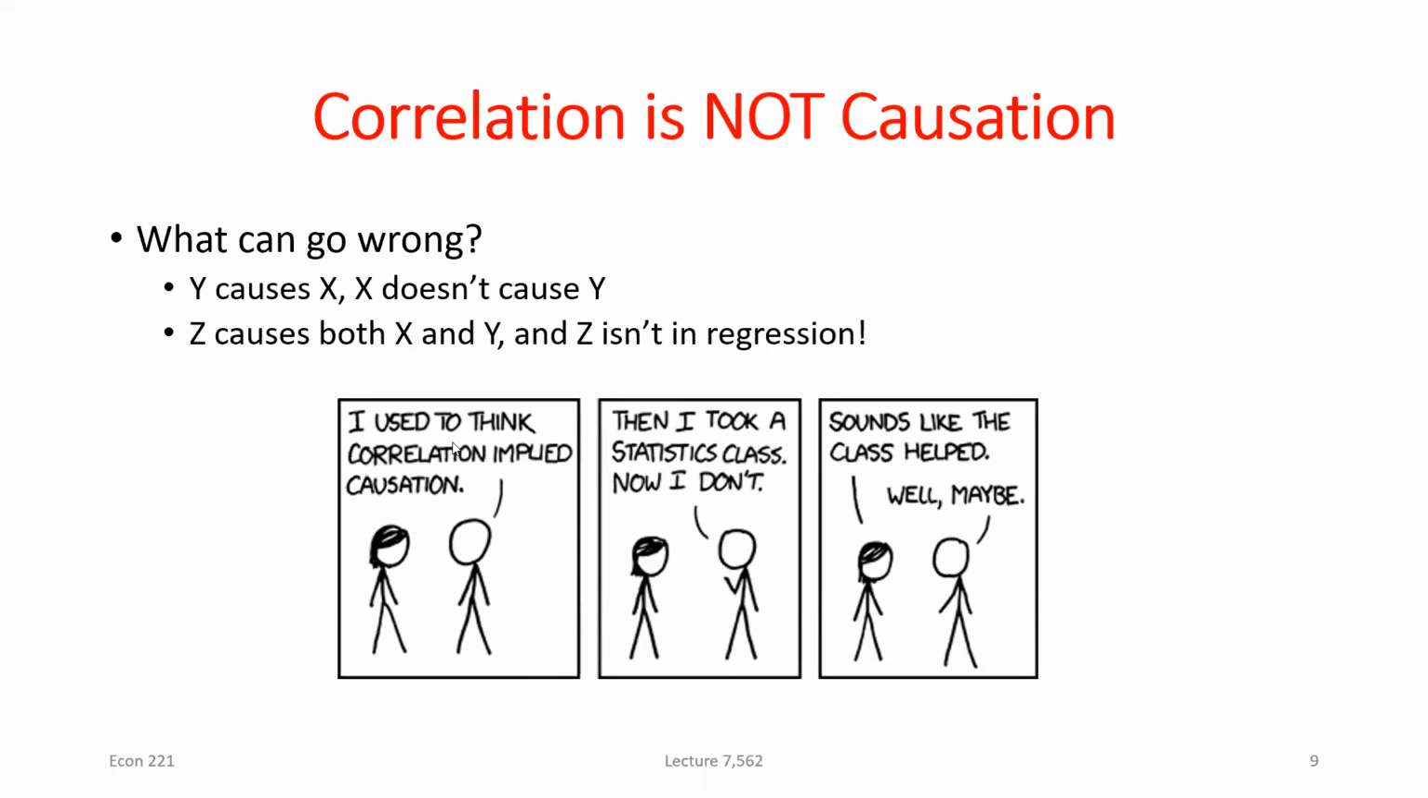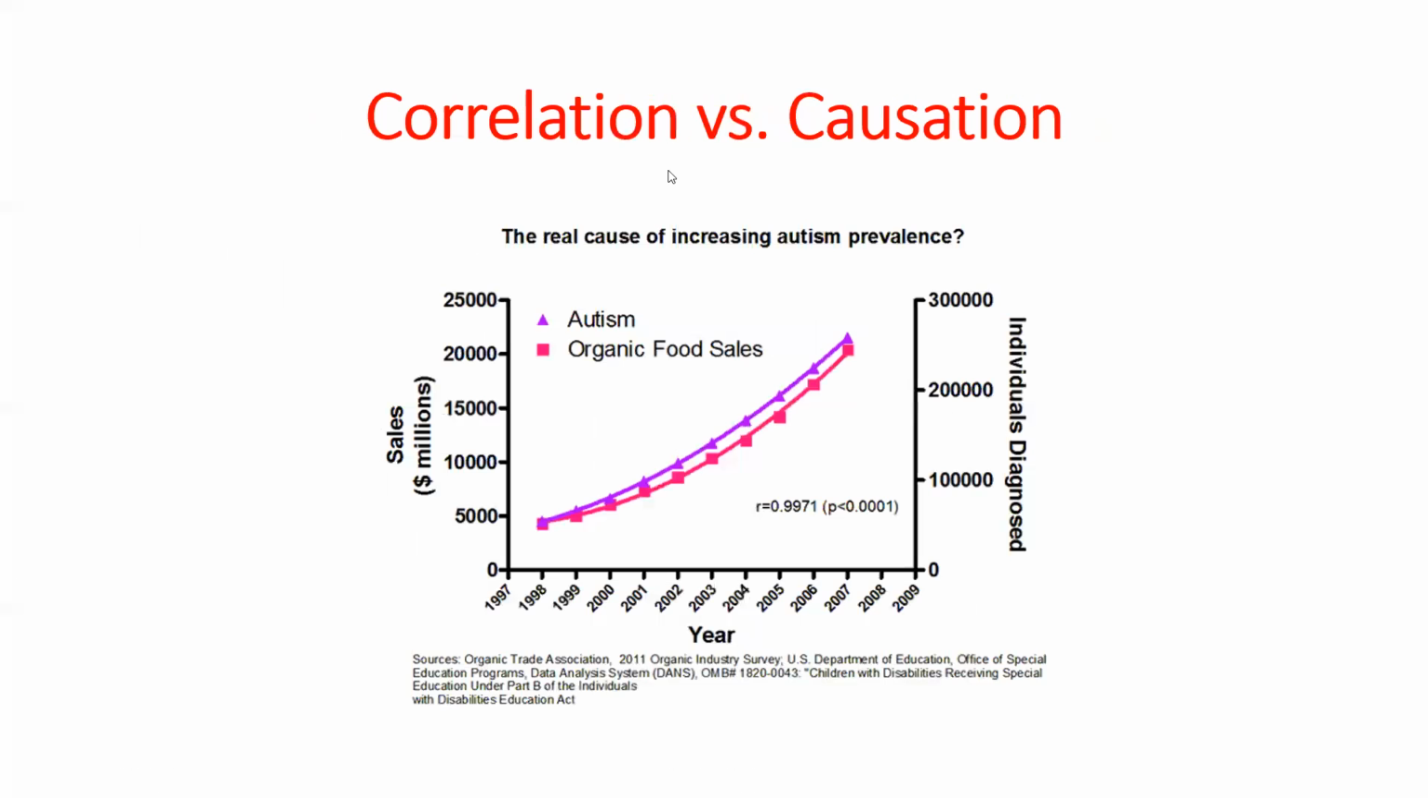So a good example of omitted variable bias here: I used to think correlation implied causation. Then I took a statistics class, now I don't. Sounds like the class helped. Well, maybe, right? Because maybe it wasn't the class that was impacting this knowledge. It might be other things correlated with taking that class that I'm not factoring in, right? So let's look at a couple examples of this.